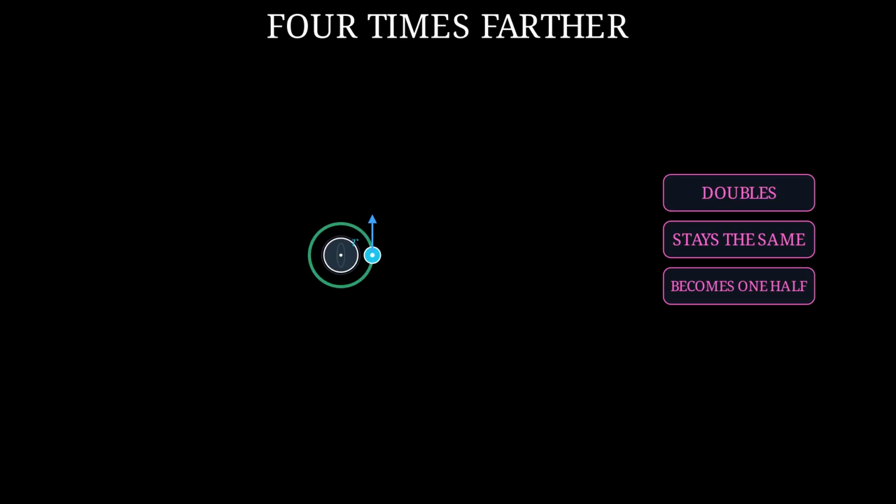Keep the same primary and the same circular model. Move the launch point to 4 times the original radius. What must happen to the circular speed? Does it double? Does it stay unchanged? Or does it become 1/2 as large? Choose the scaling now.